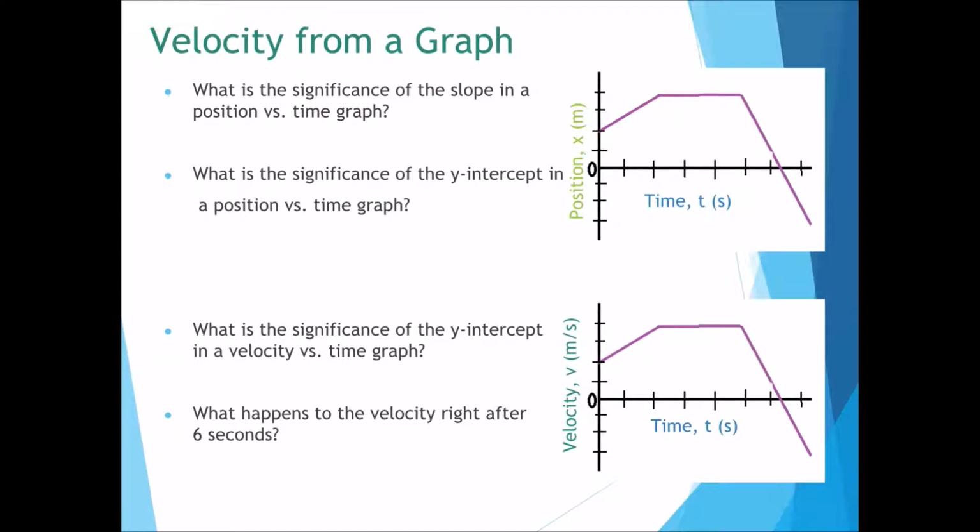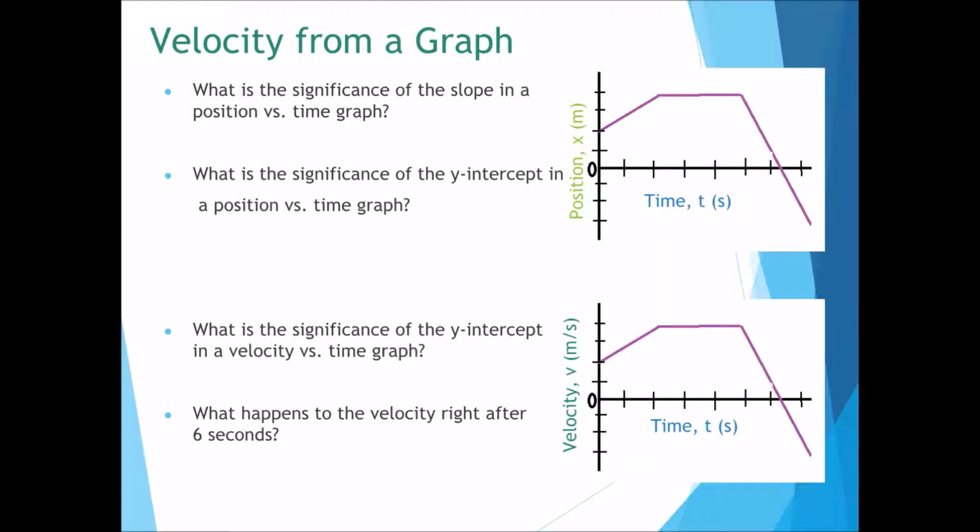Our y in a position versus time graph is position in meters, and our x is time measured in seconds. So if we calculate the slope, the slope will be in units of meters per second, or a velocity. So the significance of the slope in a position versus time graph is that it tells us the velocity over that period. What is the significance of the y-intercept in a position versus time graph? We discussed that already. That is where we started in relation to the origin point.